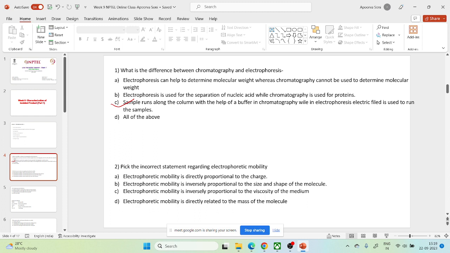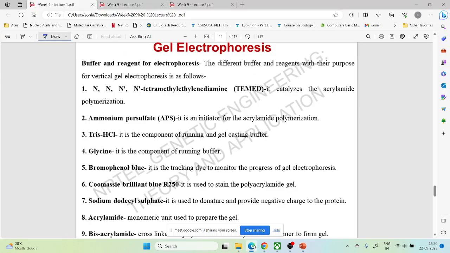The next question is, pick the incorrect statement regarding electrophoretic mobility. Electrophoretic mobility is directly proportional to the charge. It is inversely proportional to the size and shape of the molecule, inversely proportional to the viscosity, and directly related to the mass of the molecule. Even if you don't know the formula, it's very basic. You just have to apply some logic and you can get the answer. Option D. Yeah. So here is the formula for electrophoretic mobility.